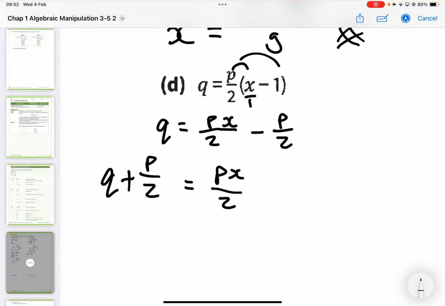Then after that also same. Here is multiplication. They are closer together. I keep them together first. I get rid of the p over 2. P over 2 crosses over here and becomes plus p over 2.